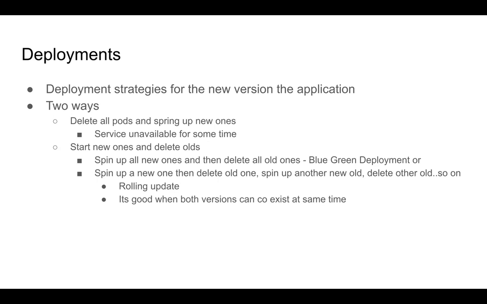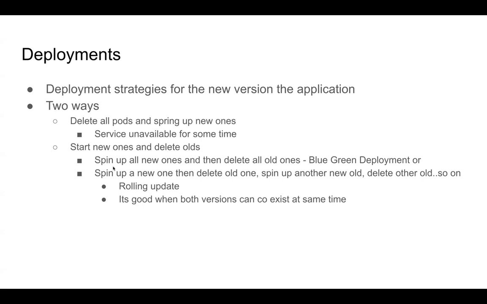So there are 2 ways in general to upgrade your application in production. There are 2 ways at a high level. One way is you delete everything, delete the earlier version of your application, and then come up with a new version, which means that your service will be unavailable for a certain time. Because once you delete the older version of the application and come up with the new one, there'll be some gap, a second or a few seconds or a minute or something.